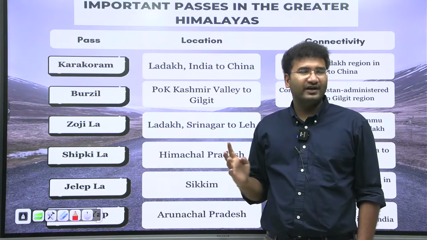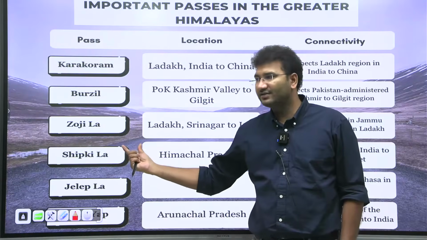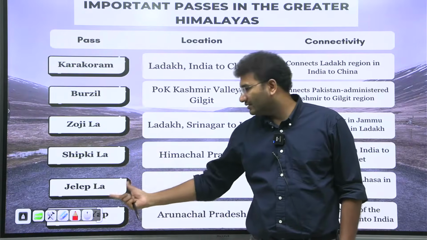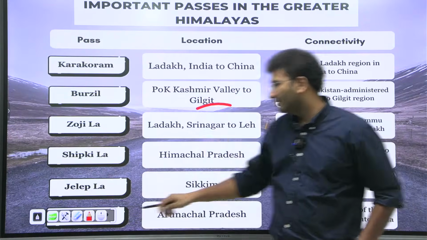Shipkila, the place where river Sutlej enters into India. Shipkila is the place where the Sutlej river enters into India. And then comes Jelep La and Yangla. It is on the eastern side. We will look at that in the next 5 minutes.